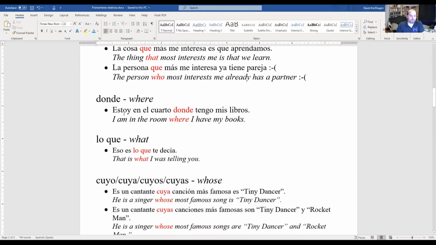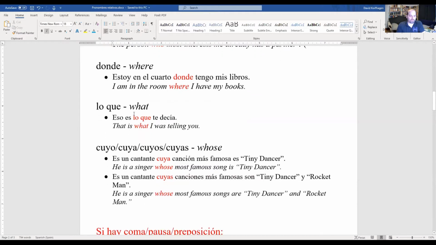Right? With donde, it means where, right? So estoy en el cuarto donde tengo mis libros. I am in the room where I have my books. Right? So a cuarto is a location. So we would use where instead of that or who, right? Lo que means what. So eso es lo que te decía, right? That is what I was telling you.